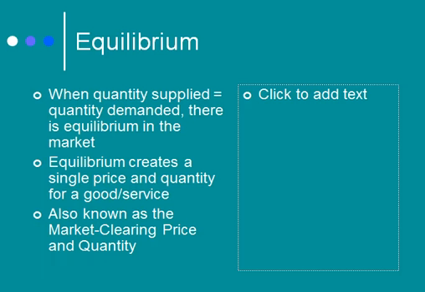Equilibrium is when the quantity supplied equals the quantity demanded. Where those supply and demand curves meet, that's what we call equilibrium. Essentially, equilibrium creates a single price and a single quantity for a good or a service. This is also known as the market clearing price and the market clearing quantity. These terms will be used kind of interchangeably: equilibrium, and market clearing price and quantity.